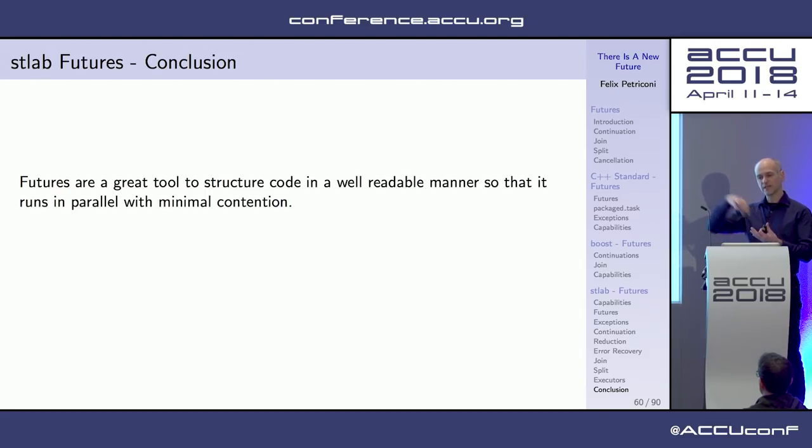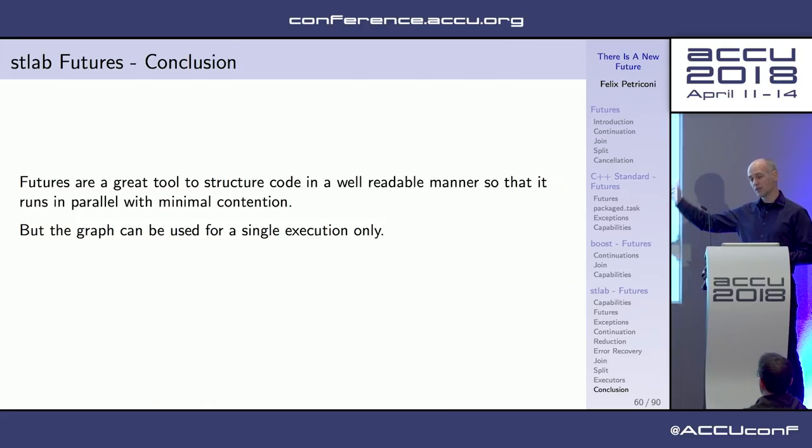So first do this, then do that, and then do that. And they have the advantage that you can change your graph within the execution. This is not possible with callbacks. A callback graph has to be set up in advance, otherwise it does not work. But with futures, you can attach continuations while the execution is already running. No problem.